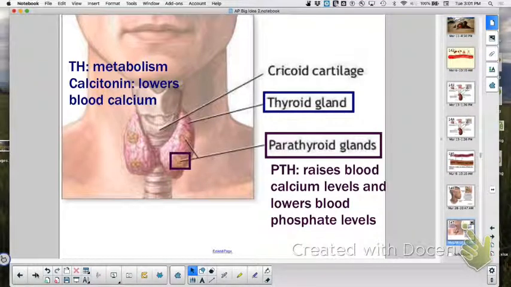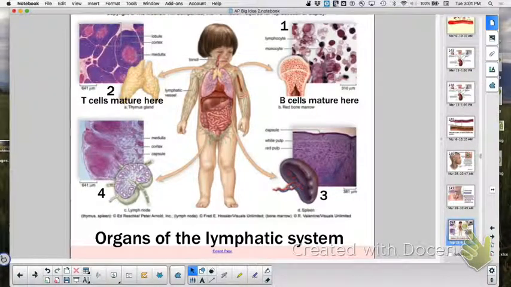Besides thyroid hormone, we have calcitonin from your thyroid gland, which does what? Lowers your blood calcium. Who's counteractive to that? Parathyroid, which elevates it. Those are called contrary hormones. Okay, lymphatic system. This is fun.